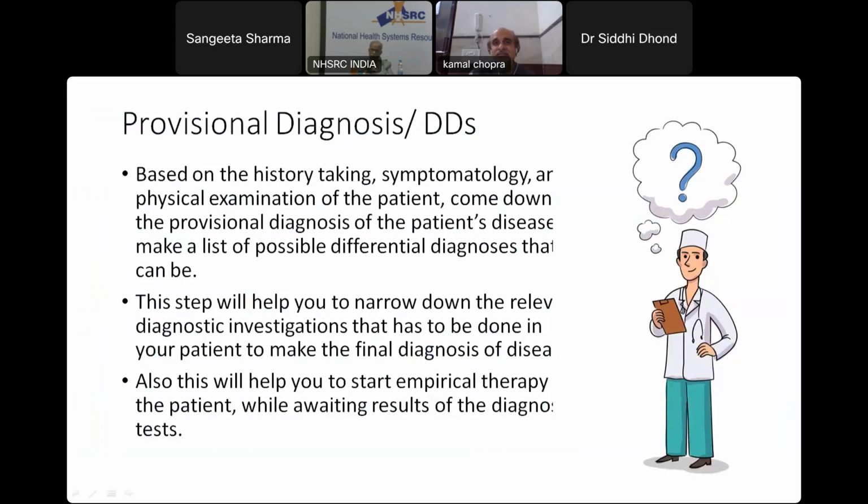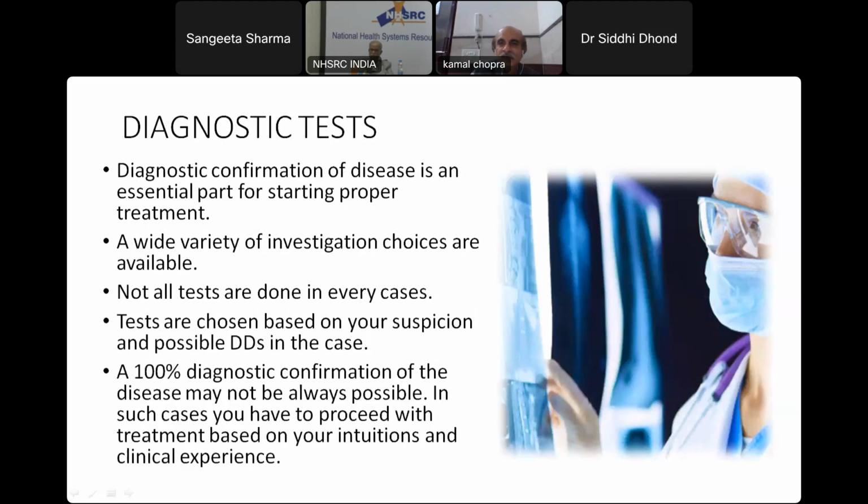So based on this history and physical examination, it takes time to ask all these questions, and particularly to objectively ask about the details of the symptom or on examination. We should reach some provisional diagnosis so that we can advise appropriate investigations. So we should keep in mind, after physical examination and history taking, what the possible differential diagnoses are. This will narrow down the investigations required, and sometimes we can start empirical treatment also before our investigation results come, based on the severity of the disease. Now coming to the diagnostic tests, they are important for confirming that disease.